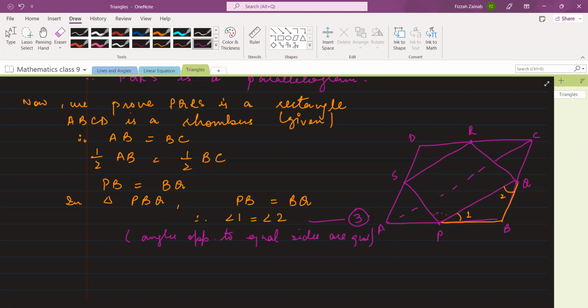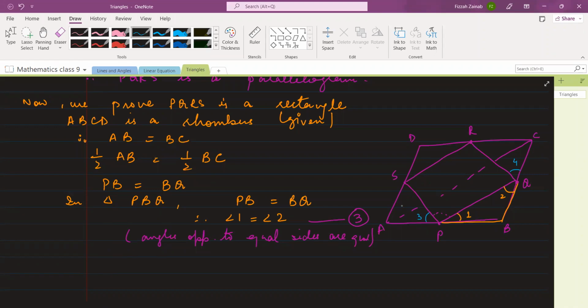Now I'm thinking of these two angles. See carefully, at least angle 1 is equal to angle 2 I have got, right? Now I mark this angle as angle 3 and this angle as angle 4. So let us try to show that angle 3 is equal to angle 4. Right, Jocelyn? Now how can I do it?